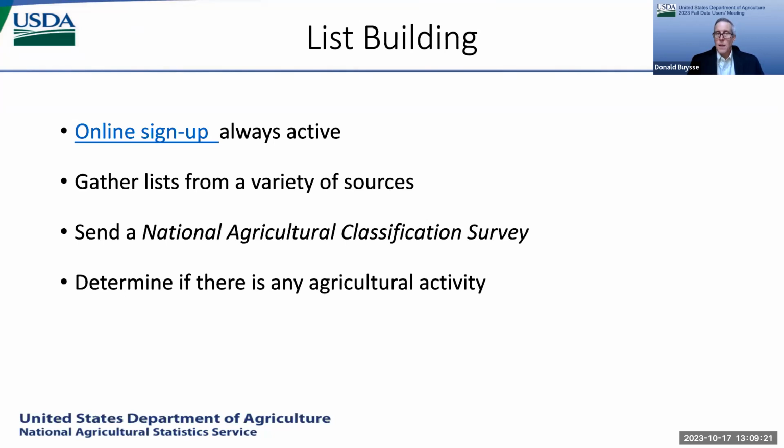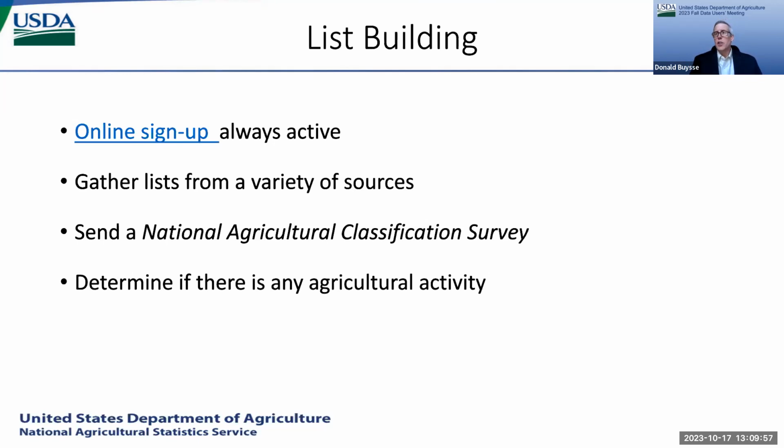Once we have that information, we like to do an ag screener, and this is a 4-page questionnaire that we send out to any potential producer. We call it the National Agricultural Classification Survey. In here, we're really just trying to identify any agriculture. We let this NAC survey, this ag screener, identify the agriculture that we can put onto our databases. But then eventually we will send out the Census of Agriculture questionnaire to these potential producers, and that is when we will qualify an individual as a farm.